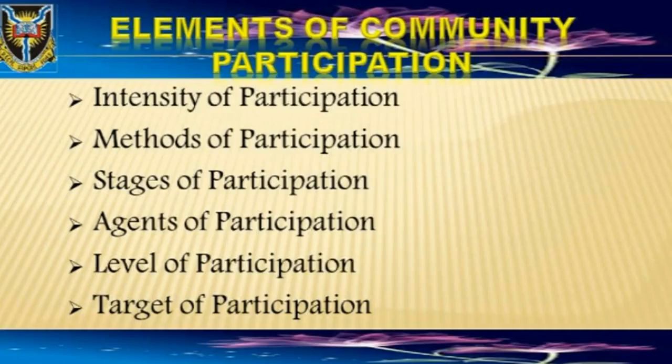Agents of participation. These include field workers of the project agency, paid or voluntary community workers, groups created for a specific purpose like self-help house construction groups, or existing community organizations. Level of participation. The community can be involved either in programs which are made up of several related projects, projects or activities at the national, state, or local levels.